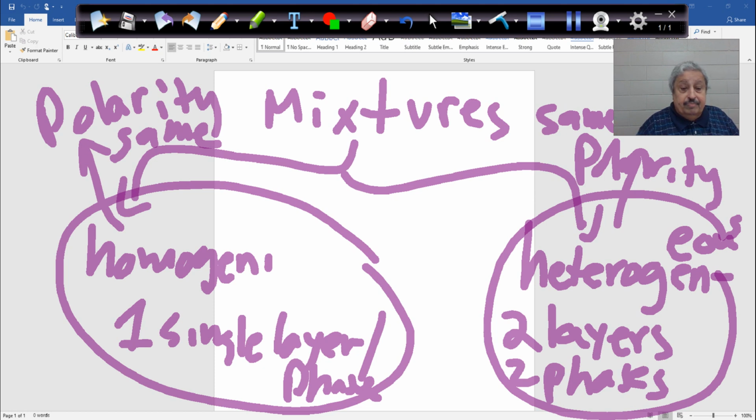For example, I mix sugar and tap water together. Is that homogeneous or heterogeneous? Sugar and H2O.